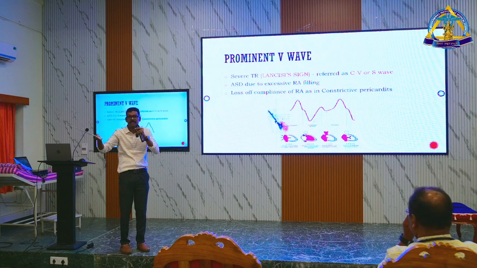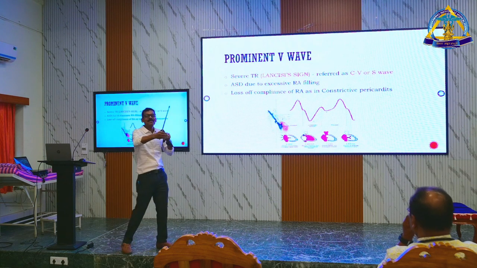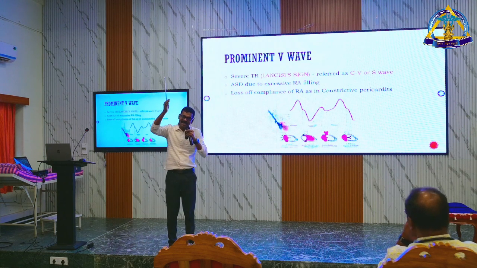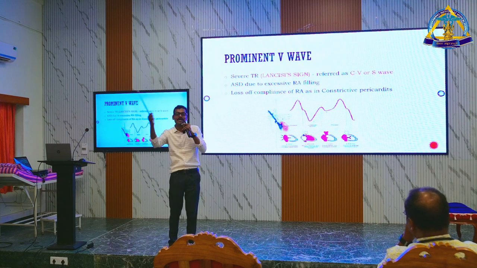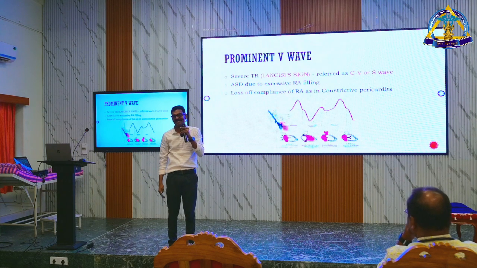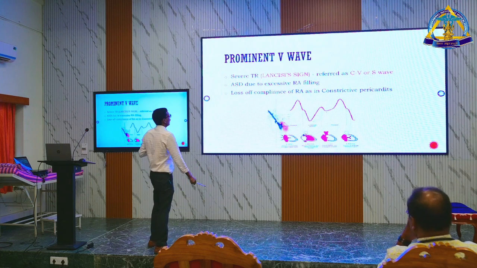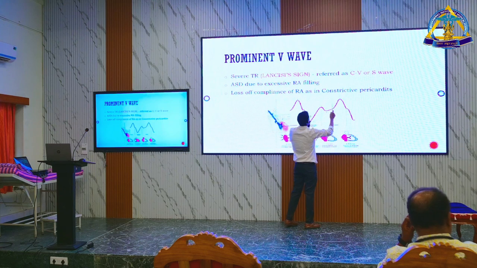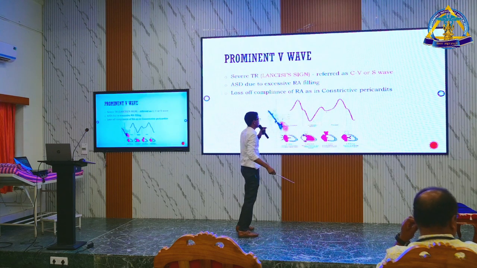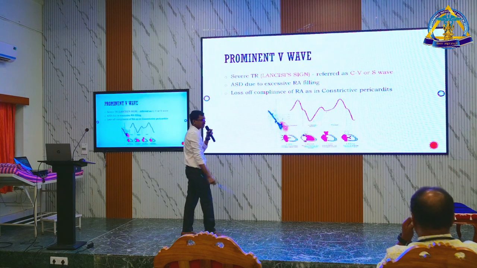ASD is simple. All the lateral blood is coming to the right atrium, so all the waves should be prominent. So if an examiner asks you about prominent A, prominent V, prominent X, prominent Y, you can say ASD and explain, sir, all the blood is coming to the right atrium. You understand? So 1 mark you can get. Again, in constrictive pericarditis, it is a prominent V wave because of the loss of compliance, as in TR.